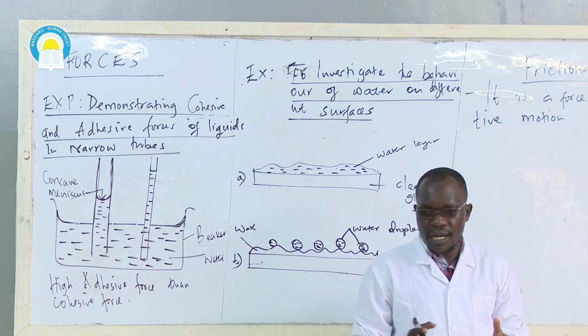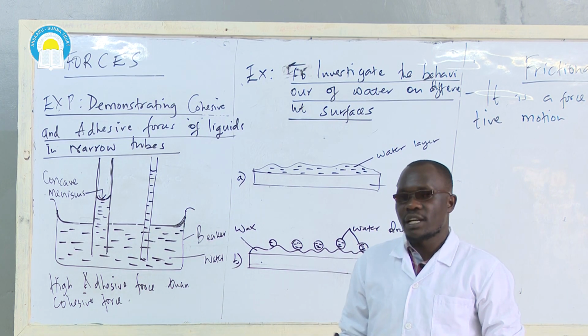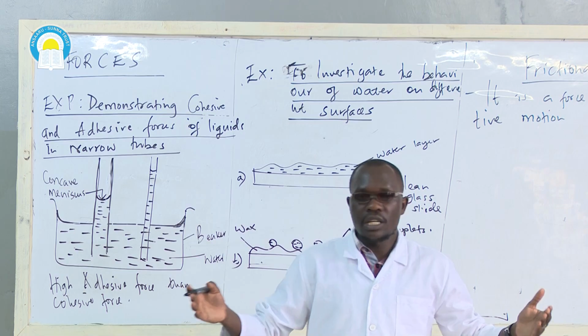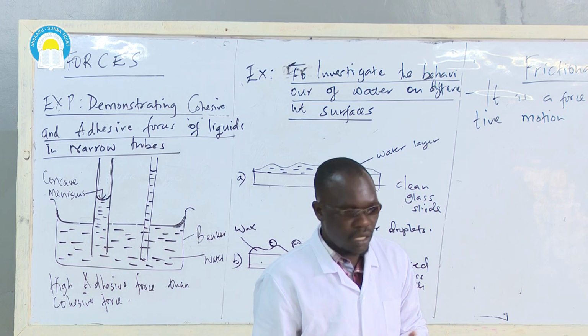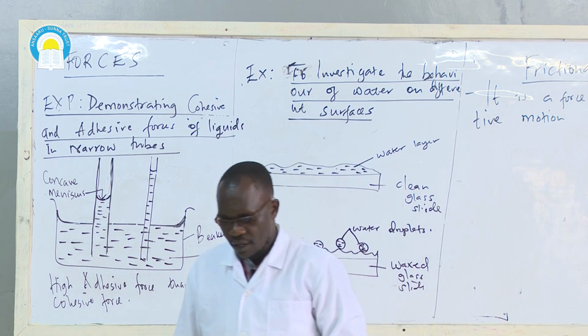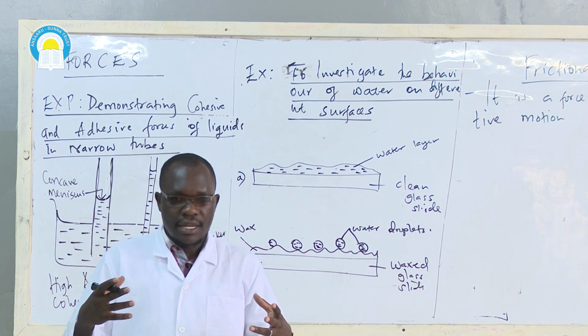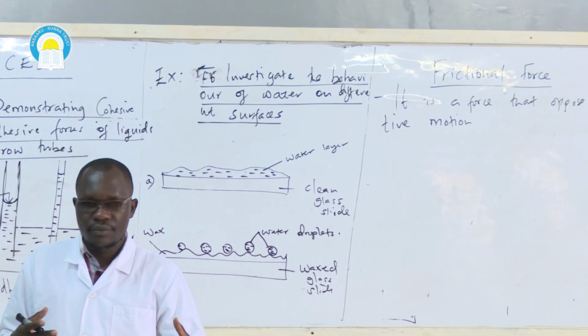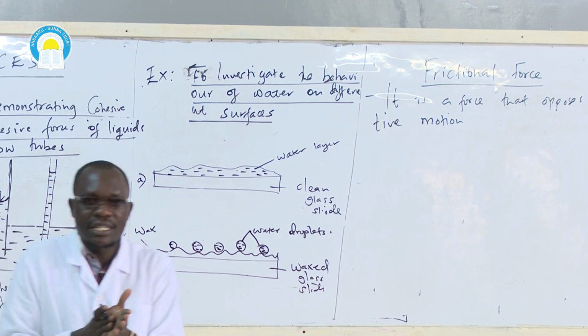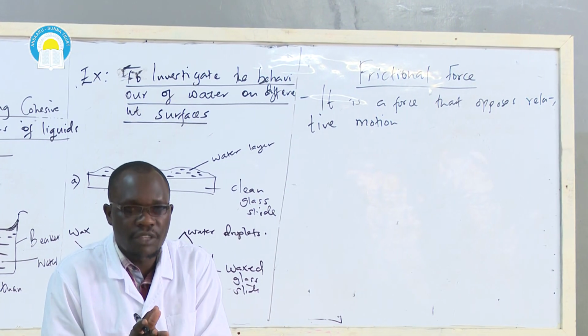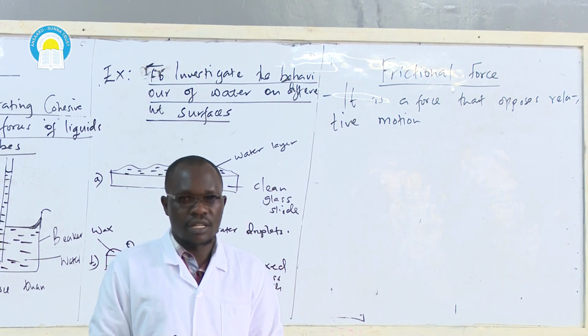When two objects are in contact and one is trying to move against each other, a force which is going to go against the movement is what you're calling friction force. Friction force causes objects to slow down. My hand finds it difficult. It becomes very difficult for me to move the hand against each other. And that is because of friction.